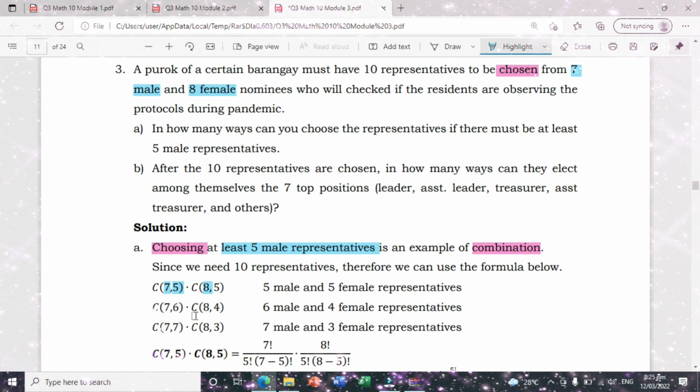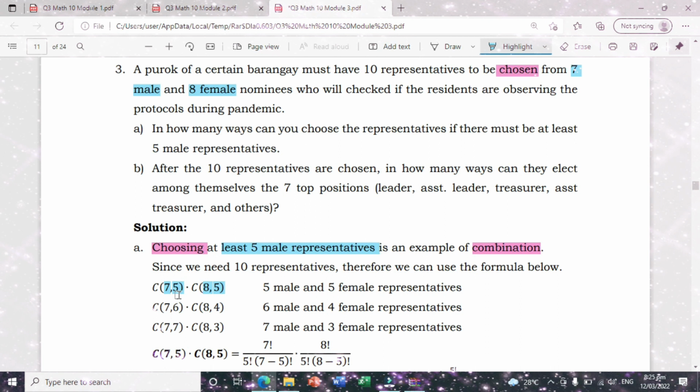Tapos, 5 female representatives na rin. Di ba? Okay. So, 5 male, yan. And 5 female representatives, yan. So, yan yung first solution natin.